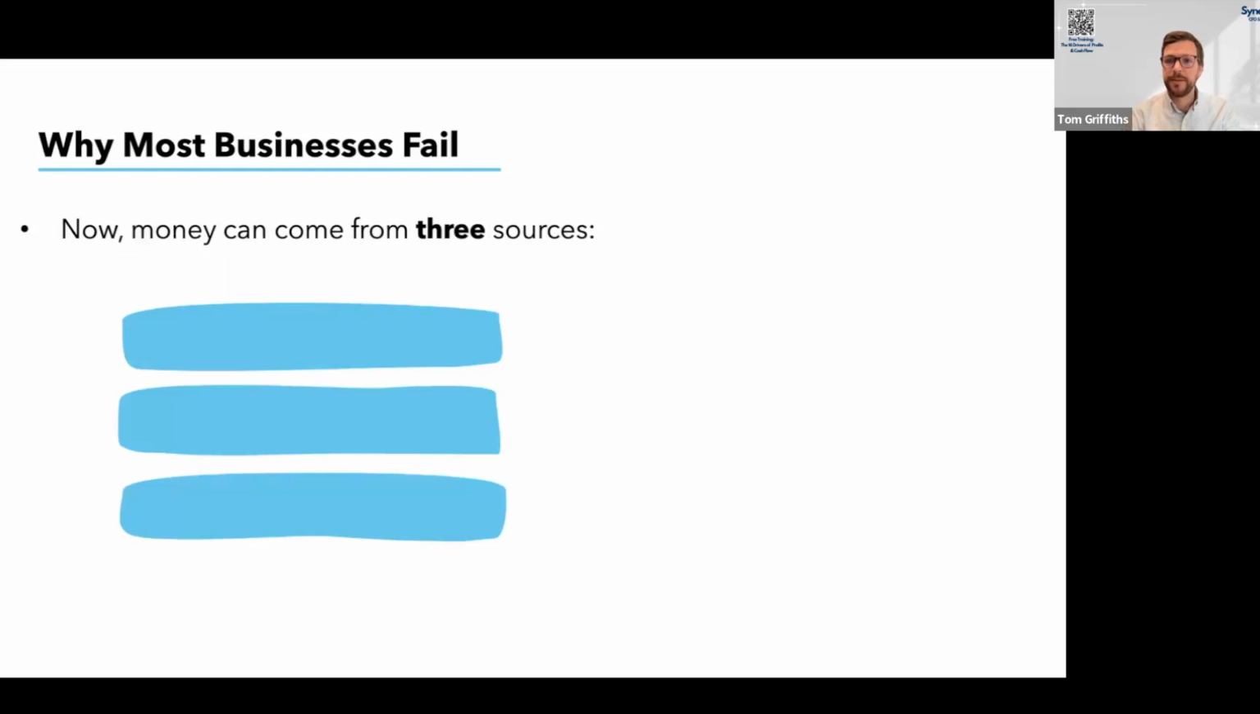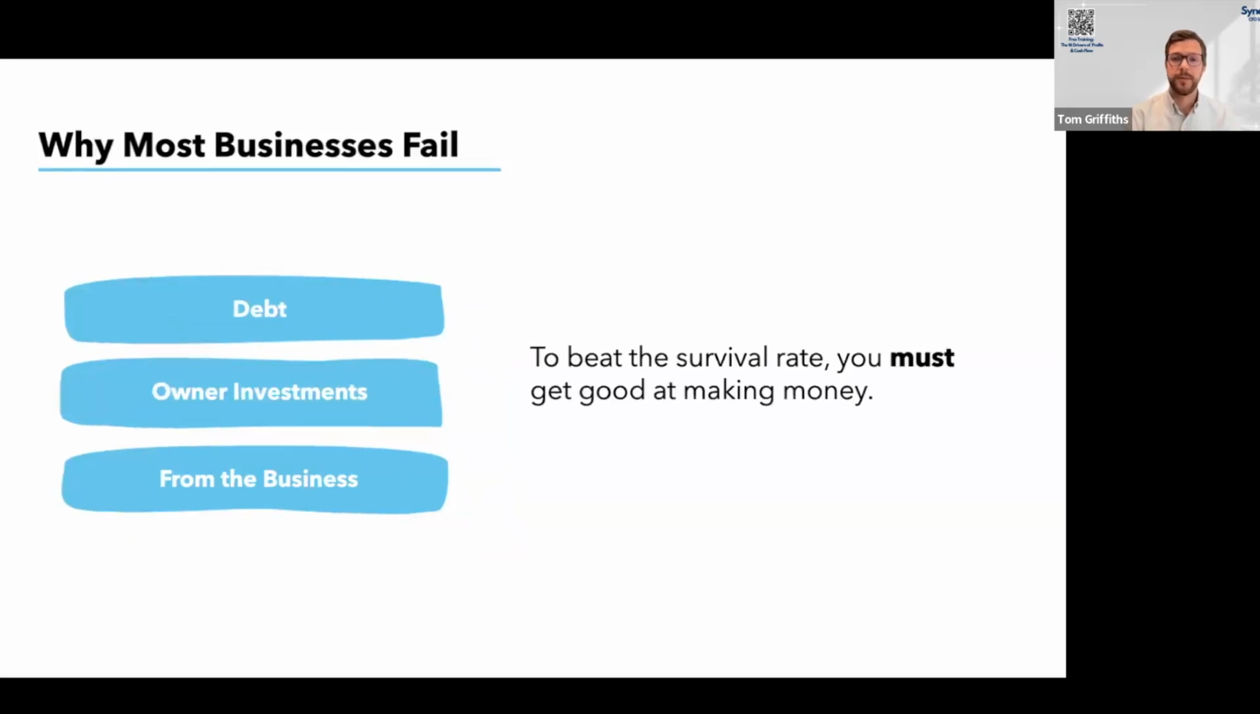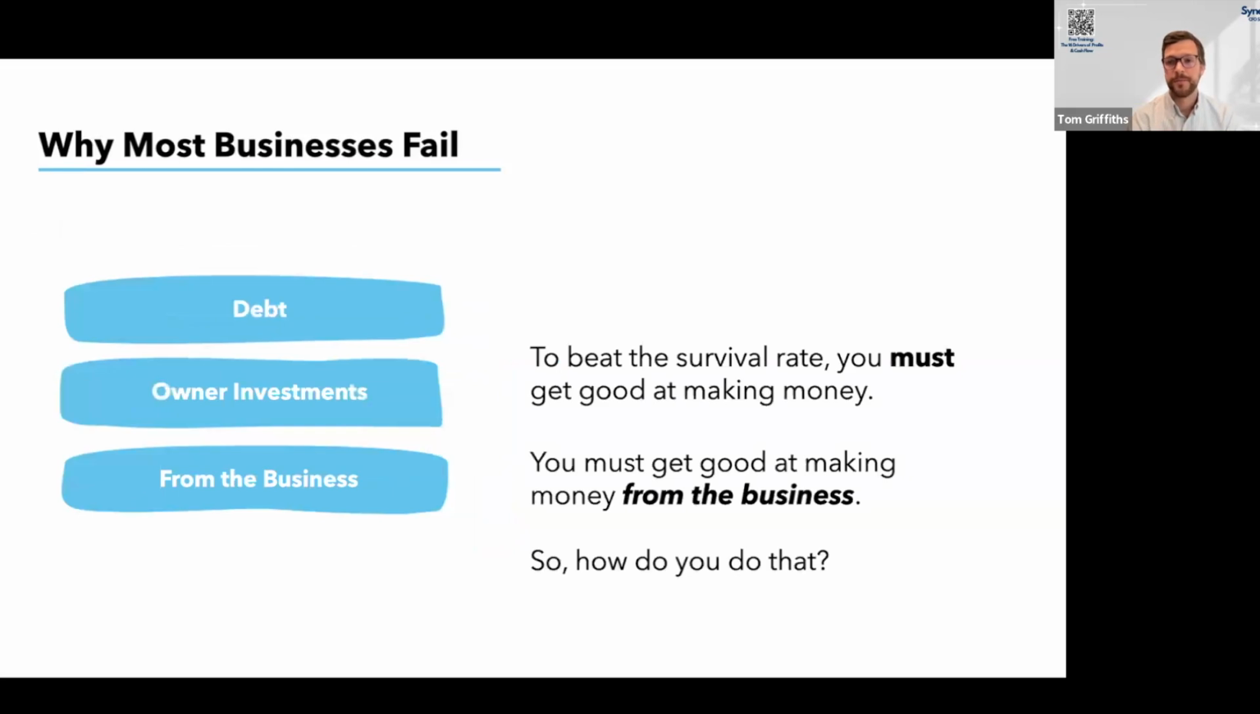Three places for any business in the world. Doesn't matter whether you're Uber or Amazon or a dental practice on a high street. One, the business can borrow money. Two, the owner can put money in. Or three, we can get money from the business as it's generating cash. Which one of these is the best source?